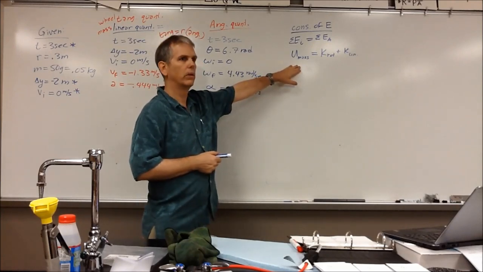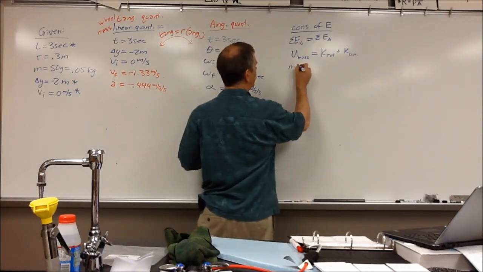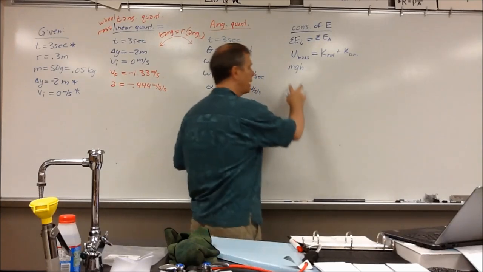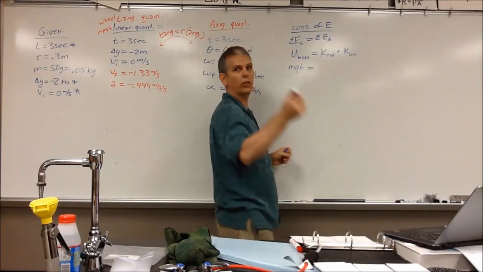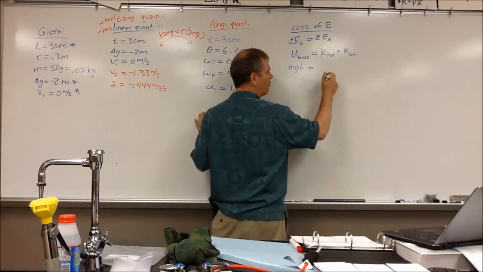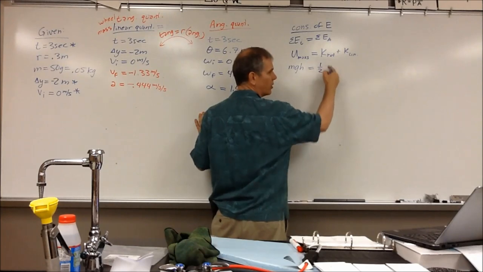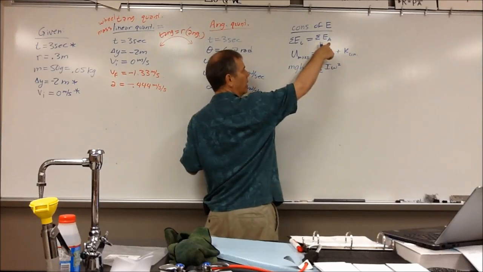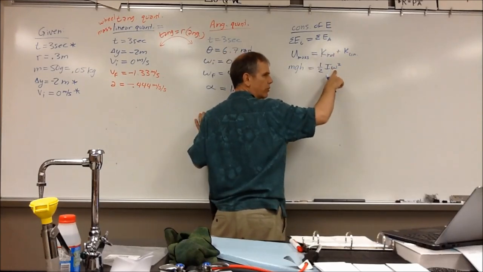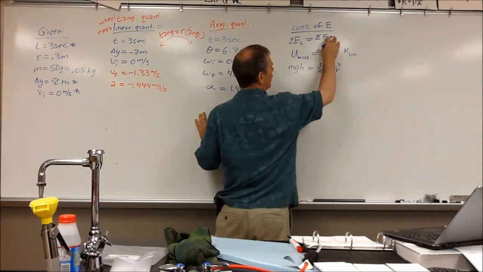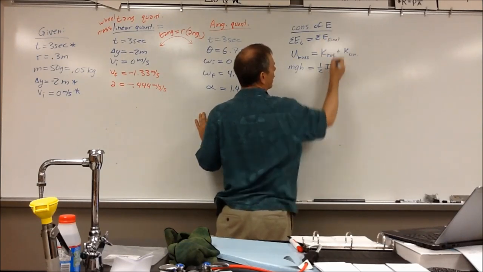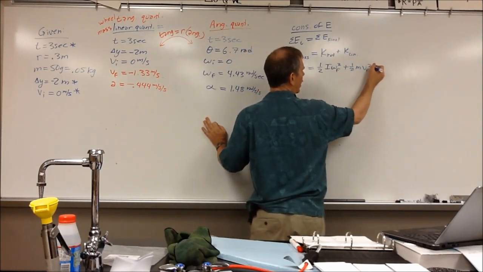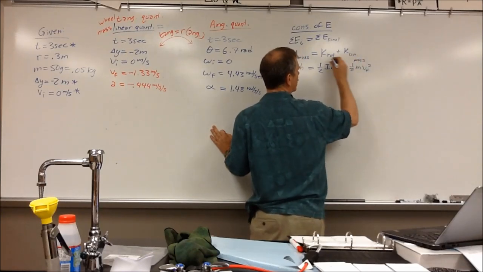So, what is that equal to? MGH. And what's our H actually equal to? Two. Not negative two. Two, because that has to be a positive value, right? And this is one half rotational I omega squared. And since we're talking about afterwards, this would be initial or final? Final. Now, I guess I should have made that final up here, but we understand what we're doing. Plus 1/2 m v final squared. This is for the mass. This is for the wheel.